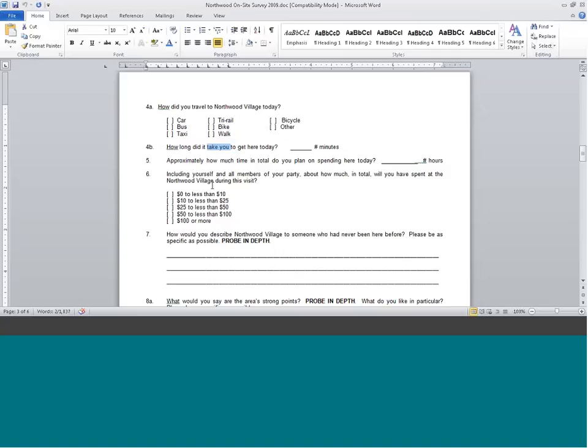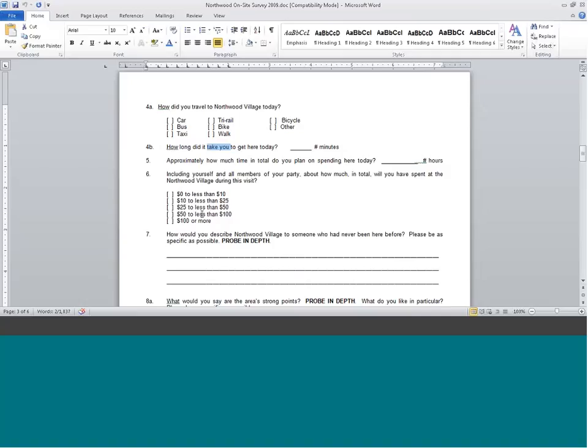But you'll see how they can do something as a closed-ended question that could be open is number 6, right? Because it says, including yourself and all members of your party, how much in total will you have spent at Northwood Village during this visit, right? So they could have done that as an open-ended where you just tell me how much you spent. But here they're just saying, give me a range.